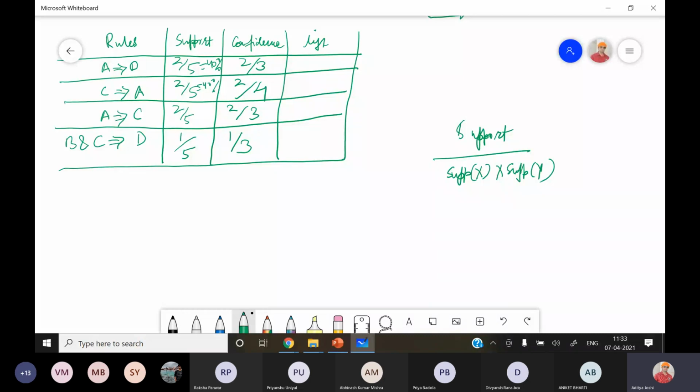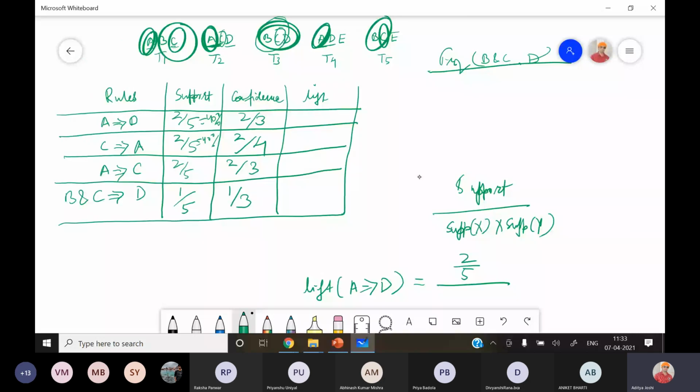So if you calculate the lift of A implies D, what is the support for A implies D? Total support for A implies D is 2 by 5. What is the support of X, meaning the support of A? X is replaced by A and Y is replaced by D. The support of X is 3 by 5.